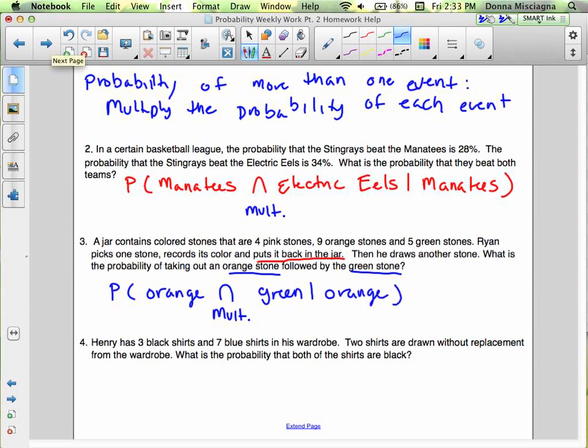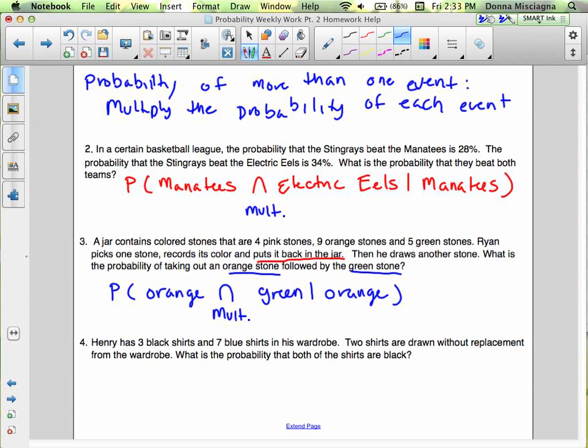Right? So now, if these are independent events, the probability of picking the green remains the same. It is not impacted at all by picking the orange. So the probability of green is the exact same probability as the probability of green given orange. If they are dependent events, you then calculate the probability of green given that he picked the orange.